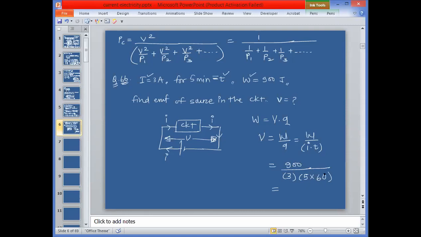Fine, sir. This 0 cancel. 5 into 6 is 30. This 0 cancel. 3 into 3 is 9. See how I am doing the calculation. 9 upon 9 is 1. That's how calculations are expected. That's my answer. Check what is their answer. 1 volt. Yes. Reply me in the chat box. Is this question clear or not?